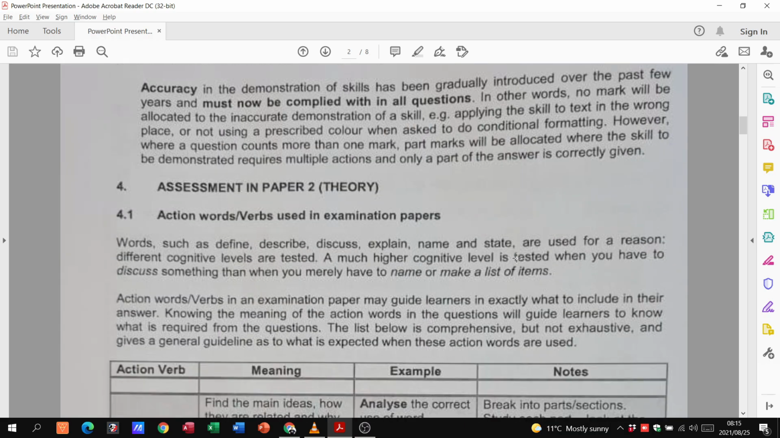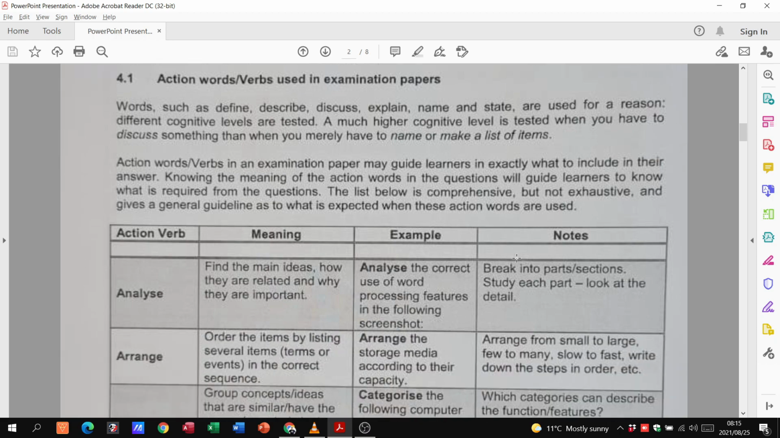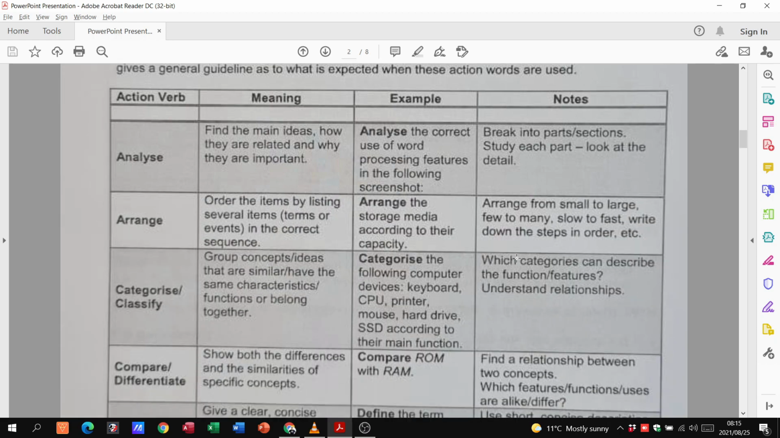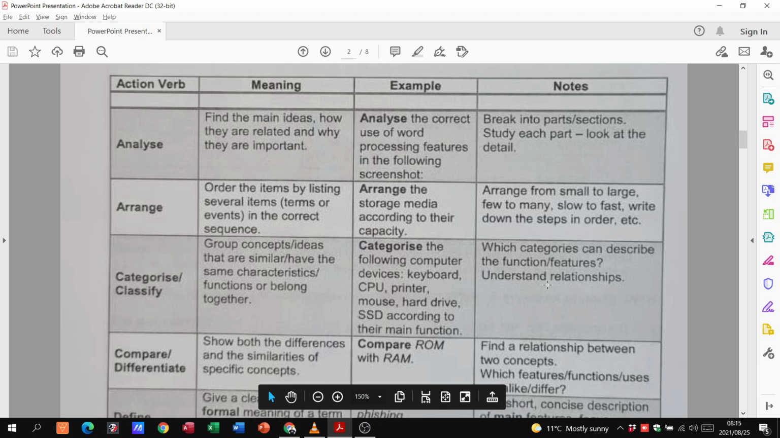Okay. So with regards to paper two, which is your theory, the first thing they want you to look at and remember and take note of are the action words or verbs. Many times we come across this and they tell us to analyze something, classify something, compare or differentiate, and you might not be 100% sure of what they are actually asking you to do. So do go through this table.